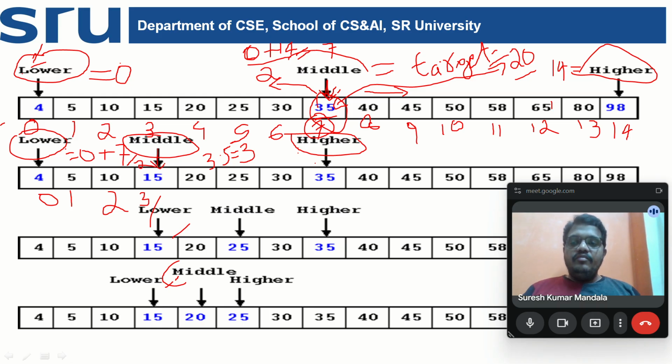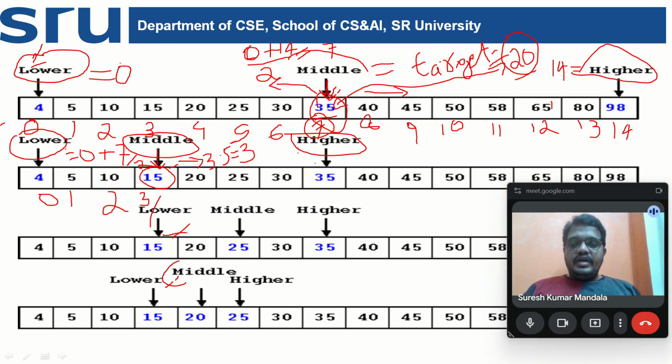After identifying the middle value, what do we have to do? Again, we have to compare: is the middle value 15 equal to the target value? What is the target value? The target value is 20. We have to do the comparison. Is 15 equal to 20? No, the target value does not match. Then what do we have to do? Again, we have to compare the next two steps: is the target value greater than or less than the middle value? Is 20 greater than 15 or less than 15? 20 is greater than 15. So we move to the right side of the array.